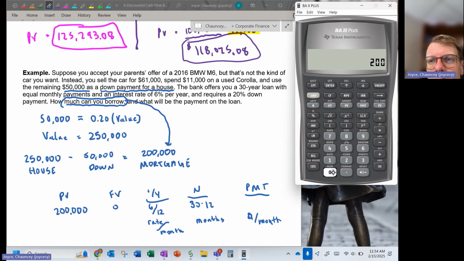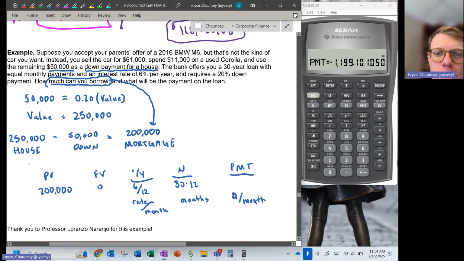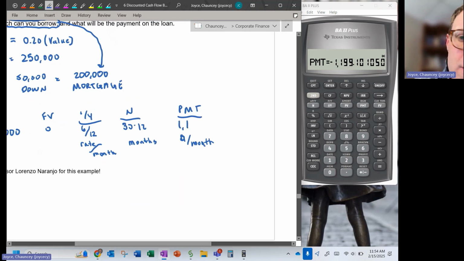So 200,000 is your present value, 0 is your future value. Pay that loan off to 0. 6 over 12 is the rate per month, a half, I/Y. 360, or 30 times 12, is N, the number of monthly periods, and then compute for a payment. You'd have to pay $1,199.10 per month. Kind of neat.